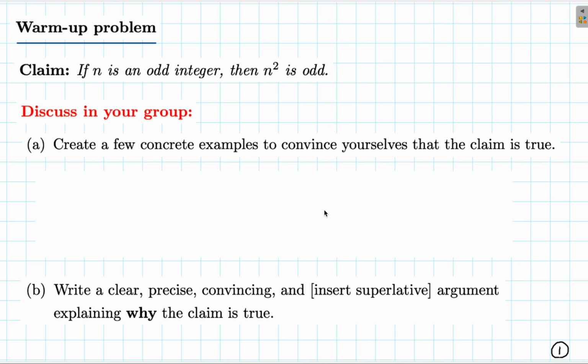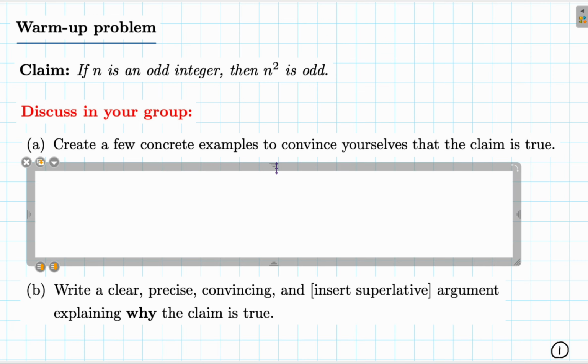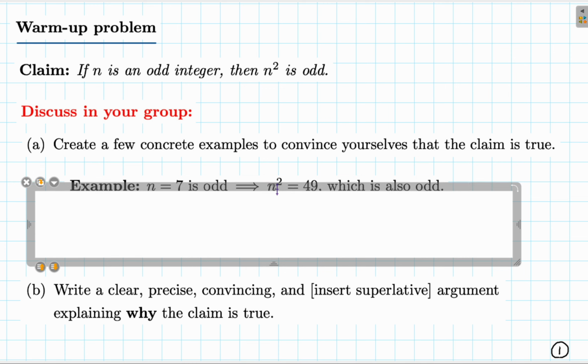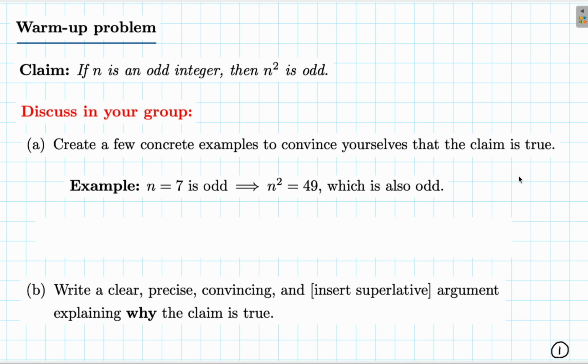Now let's start with part A. So here is my example. We can certainly make many more, but with n equal to 7, we see that 7 is odd. And then when we square it, n squared is 49, which is also odd. Here's one of many examples we could make.